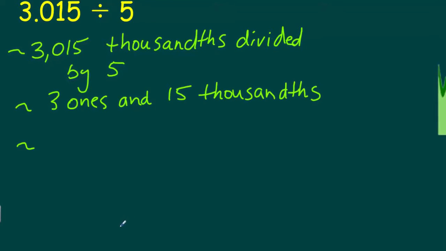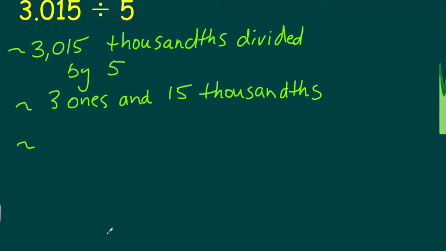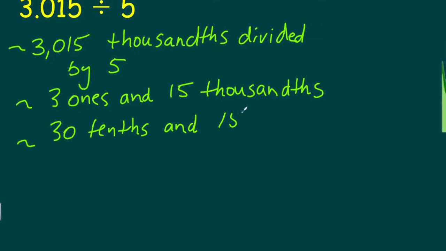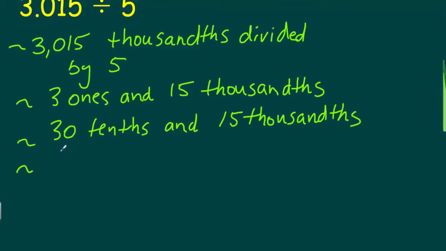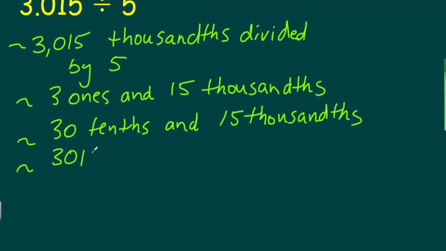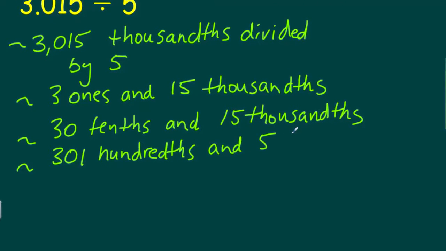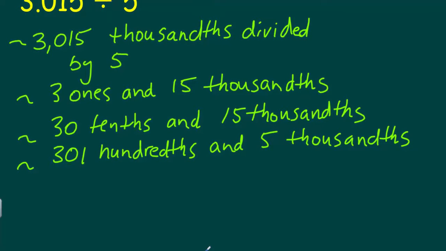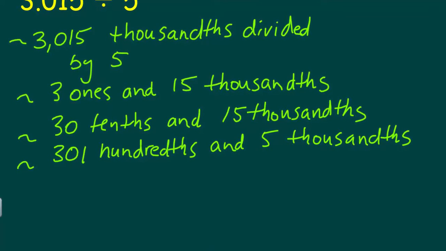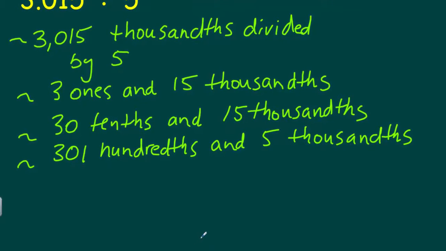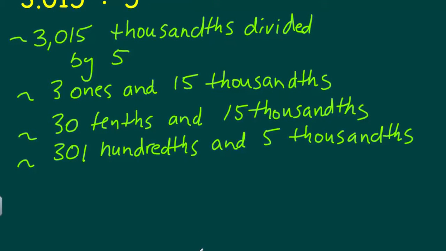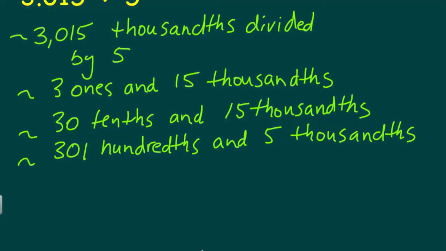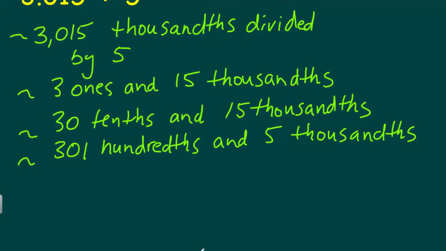And do we have another way? Well, we do. Couldn't we say we have 30 tenths and 15 thousandths? We could also say that we have 300 one hundredths and 15 thousandths. Now, we have all these different ways of writing that number, but we need to try to find the way that's going to work best for us. I'm looking at it and I'm thinking 30 tenths and 15 thousandths would probably be the best form to use, because both of those numbers are multiples of 5.